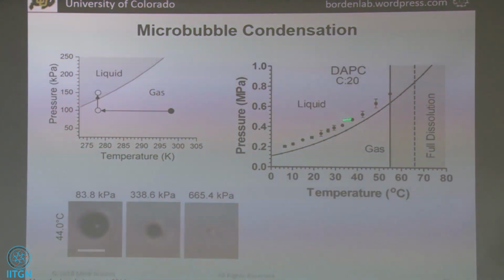And we can plot the pressure that's used to move to that phase transition as a function of temperature. And what we see is that, for example, for C4F10, that is lifted from the equilibrium phase diagram, and we're seeing the bubble is actually condensing at a higher pressure than we expect.